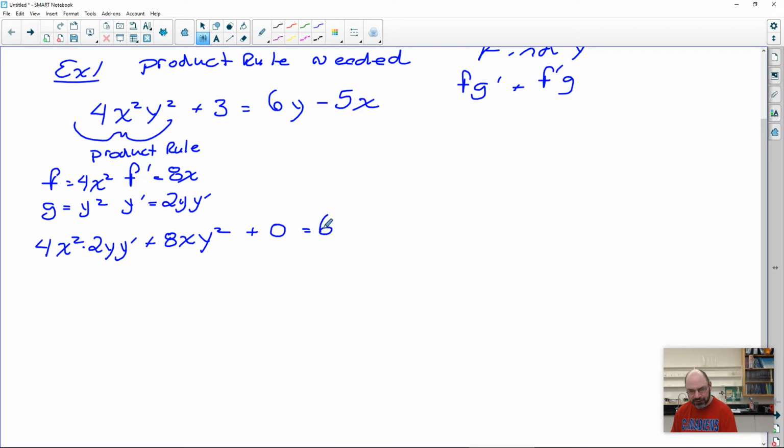So that's 6. The derivative of y is 1, and then you have to multiply it by y prime. So 1 times y prime is y prime. But you still have the constant out there. And the derivative of negative 5x is negative 5.